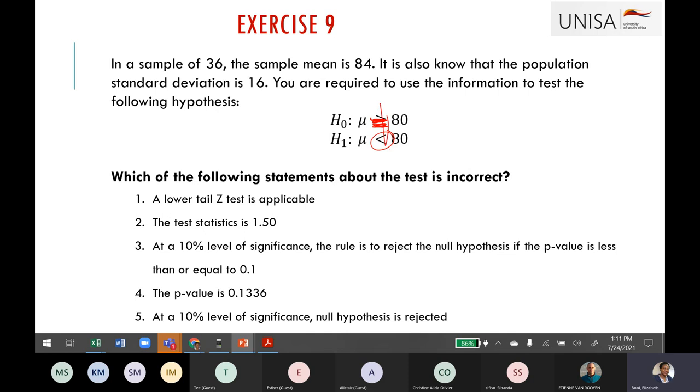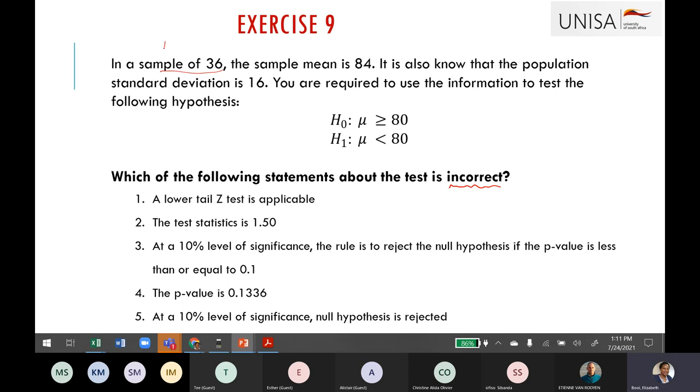So based on the question that was asked, the question says, in a sample of 36, the sample mean is 84. It is also known that the population standard deviation is 16. You are required to use this information to test the hypothesis that the population mean is greater than or equal to 80, where the alternative will say it is less than. Okay, so we need to find the incorrect statement in this.